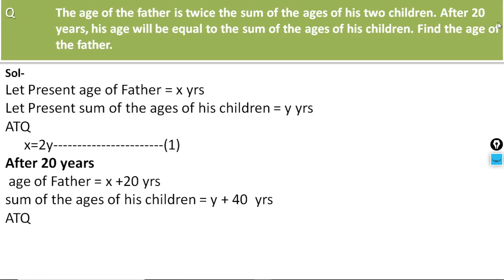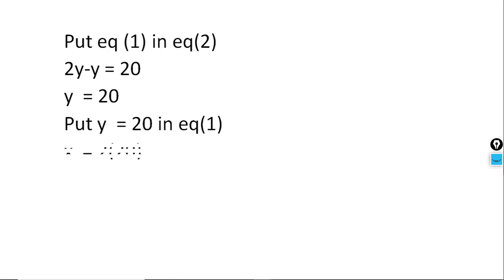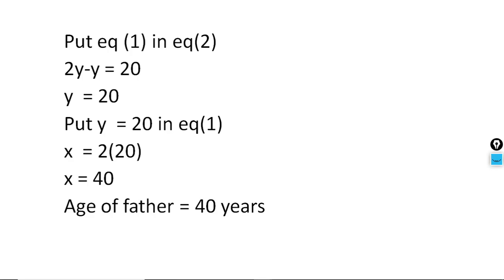So according to the question, after 20 years the father's age will be equal to the sum of the ages of his children, means x plus 20 is equal to y plus 40. By simplifying this, x minus y is equal to 20. Then we substitute the value of x from equation number 1. We get 2y minus y is equal to 20, y is equal to 20. And substituting the value of y = 20 in equation number 1, x is 40 years. So the age of the father is 40 years.